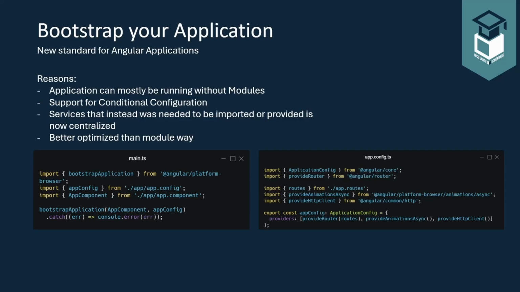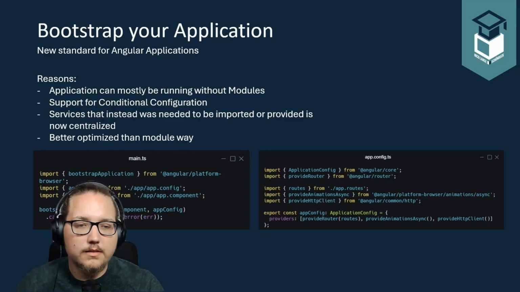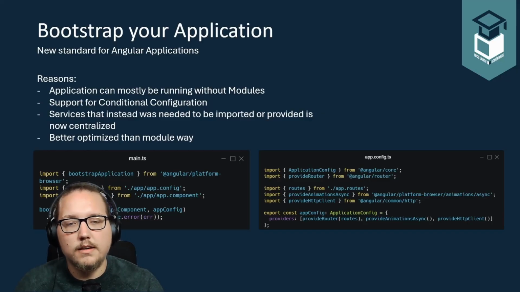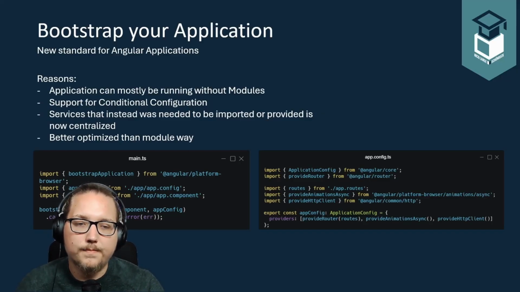Here we have the main.ts and the app.config.ts from our application from scratch. As an example, in the main.ts, we have the bootstrapApplication function, and here we're providing an app config. We are also providing the initial component, in our case the app component. And this provided app config you can see on the right side. It is an object with the type ApplicationConfig that only contains providers.